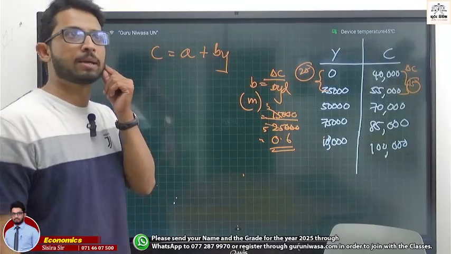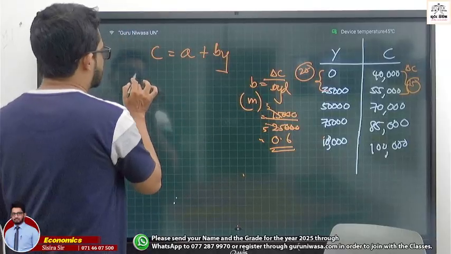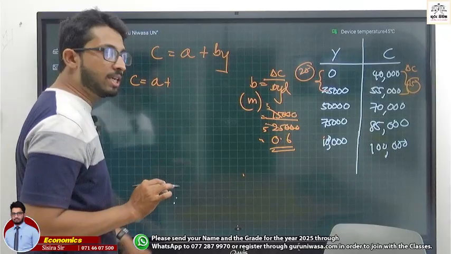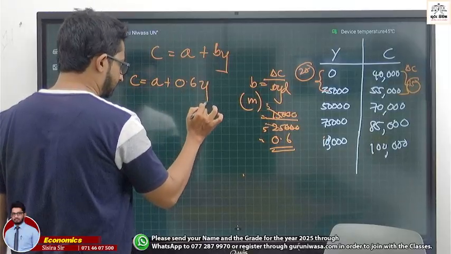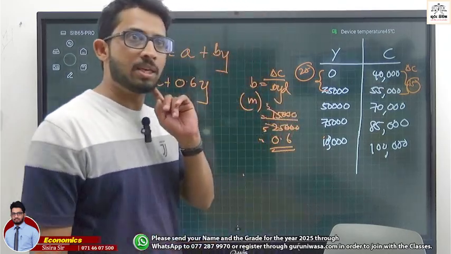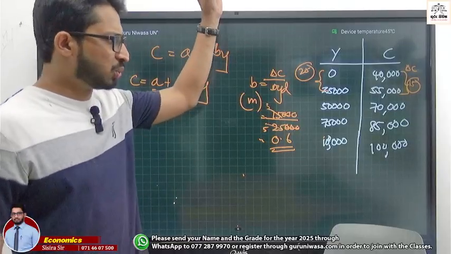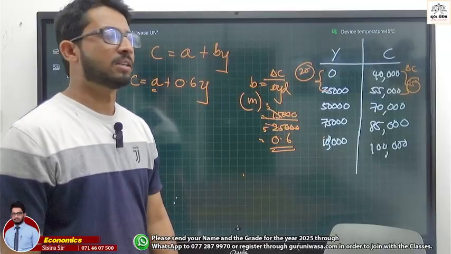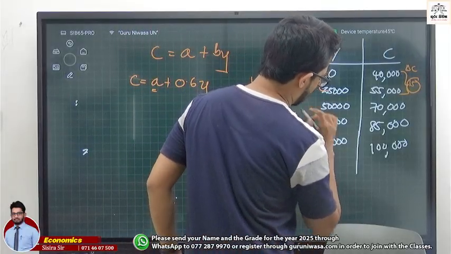This is the value of b. Right? Now substitute this into the equation. C equals a, we don't know yet. Value of b is 0.6 Y. Next step is to calculate the value of a. Choose any point on the table. Any point, Lamai. Right? I'll choose the last one.